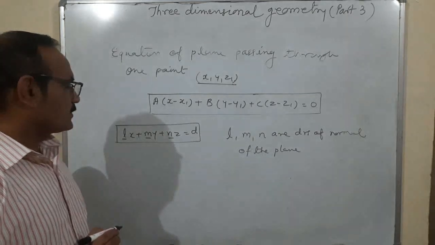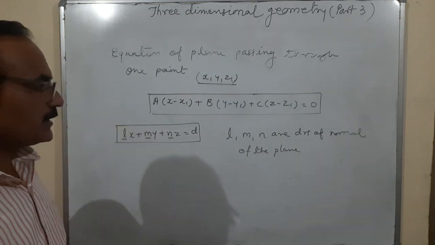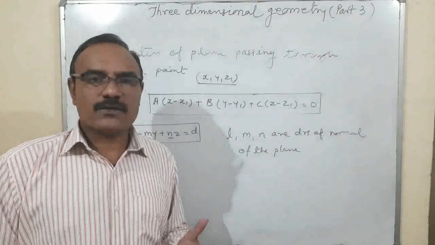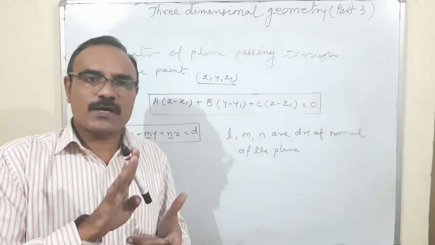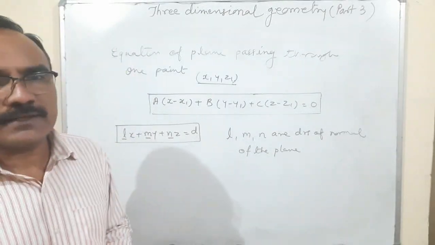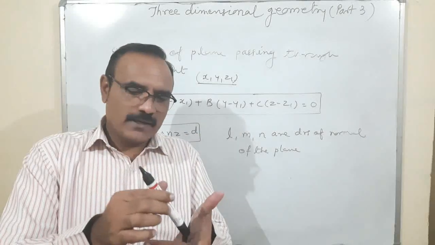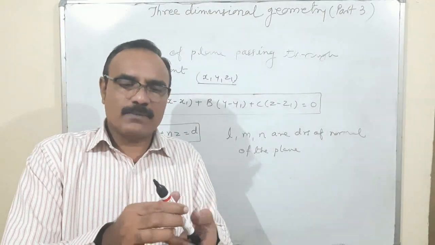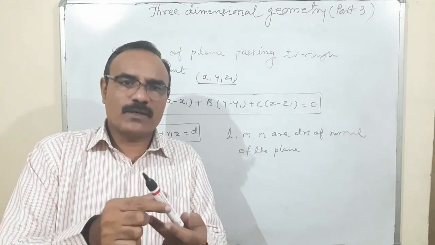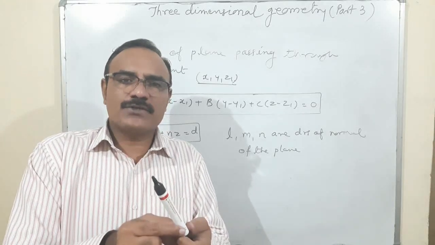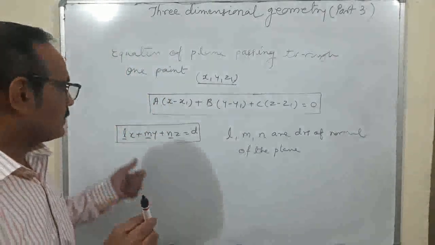This is the very important thing which we have to understand, because direction ratios are not of a plane. Direction ratios are always of a line. And which type of line? Suppose this is the plane and that is the normal of the plane. So L, M, N are direction ratios of the normal of the plane.